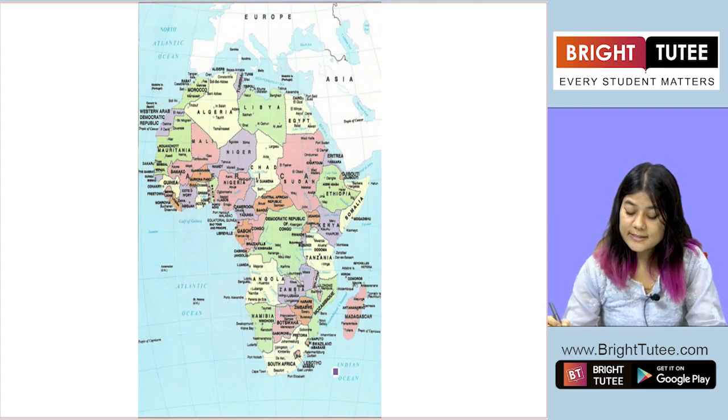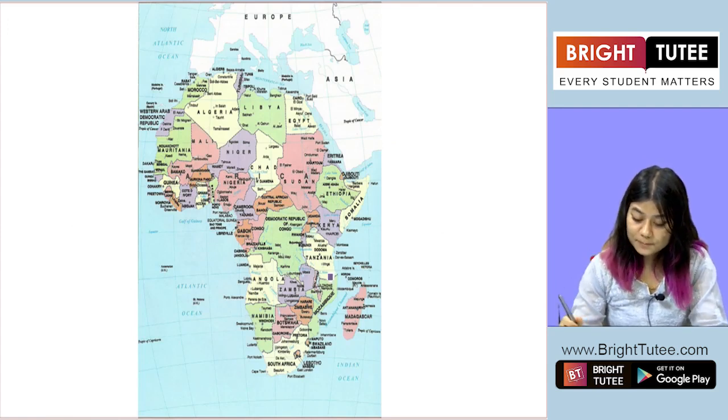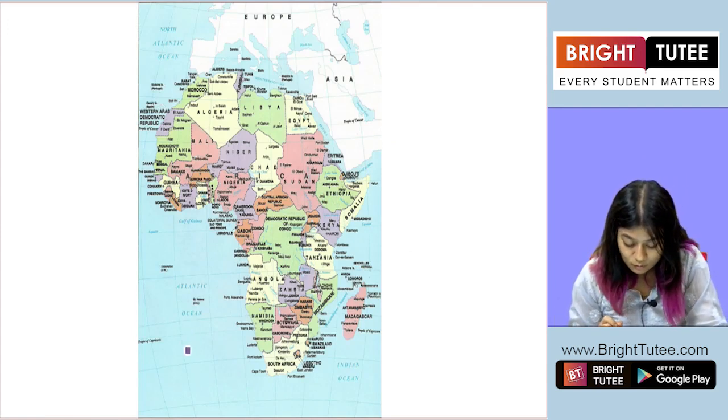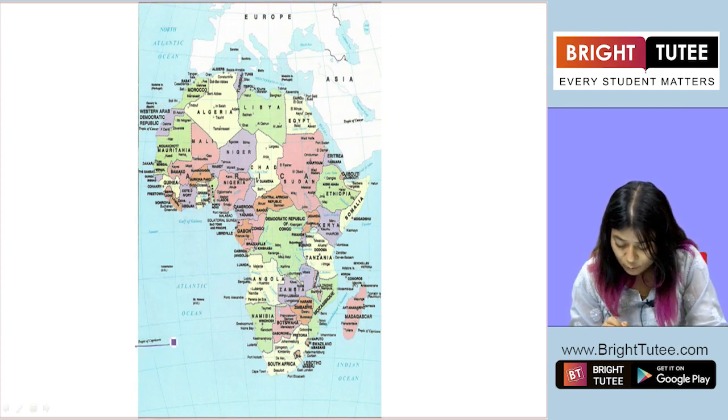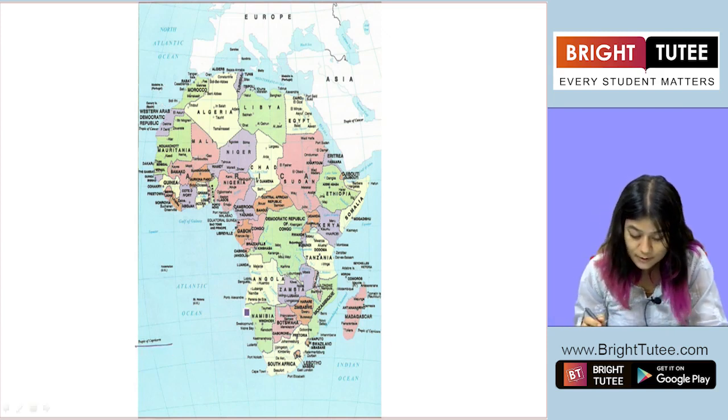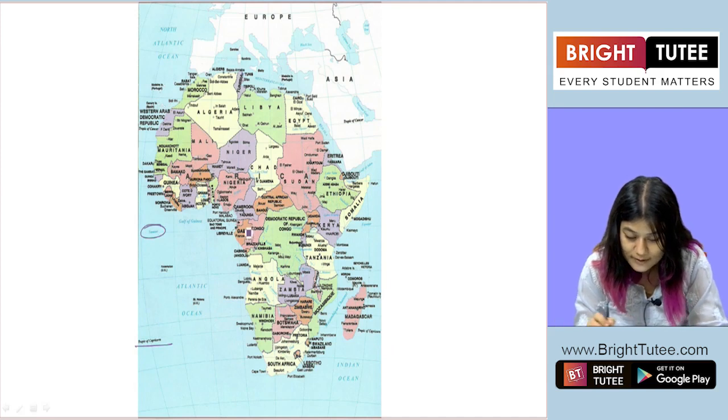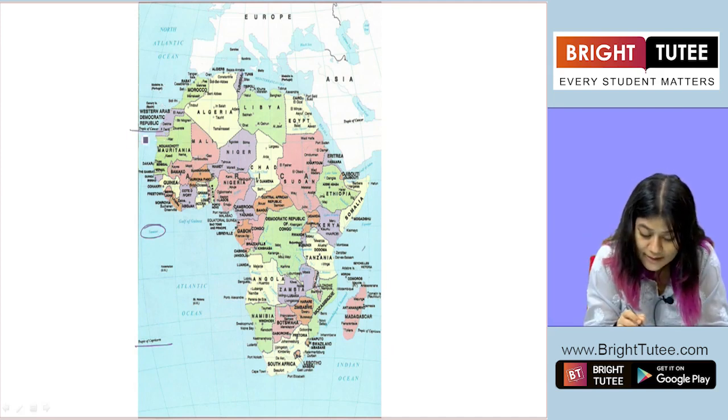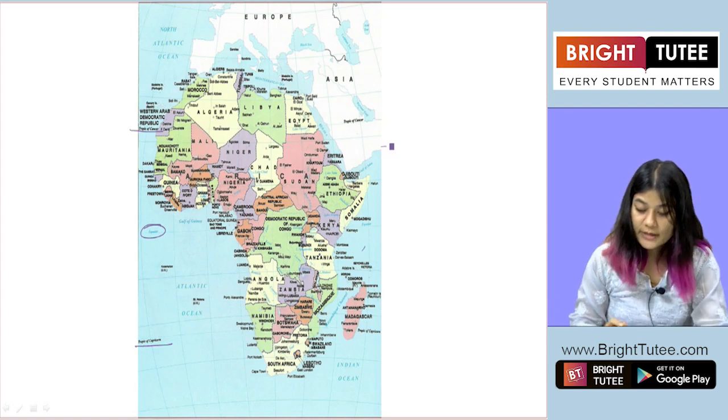Okay, so here is the map of Africa. So you can see how the Tropic of Capricorn passes through it, the equator passes through it, and the Tropic of Cancer also passes through it.